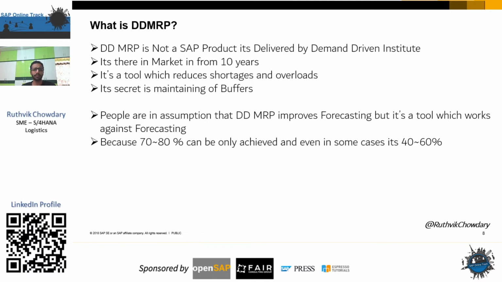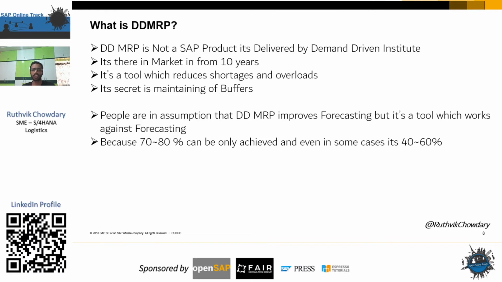When it comes to the main thumb rule or main concept of DDMRP, it is the secret of buffer. DDMRP deals with buffers. Whichever material has more complexity or a bottleneck in the manufacturing line will be considered and buffered. We will see how the system picks those materials and performs that buffering. And one more thing, people assume that DDMRP improves the forecast, but it is not a forecast improvement tool.